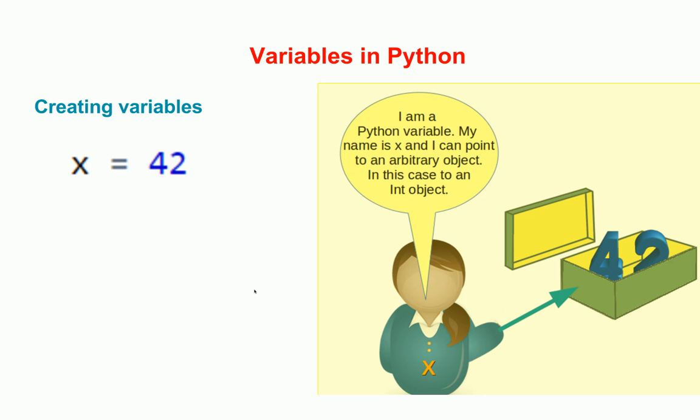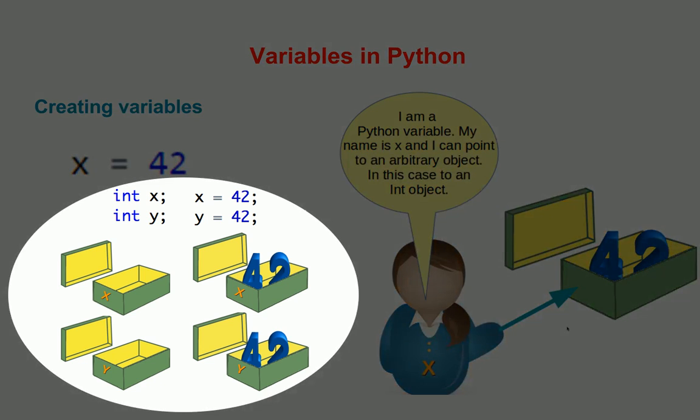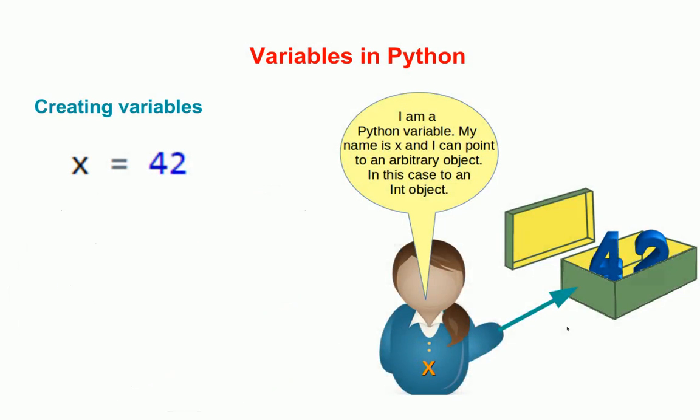What I mean by that is, in the previous case for C++, at first we declare the data type of the variable so that the program creates a memory box. Then we assign a value inside the memory box. On the other hand, in Python, once we create a variable, the variable will not contain the data. It will just point to the object that contains the data.